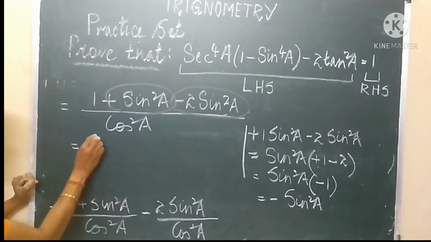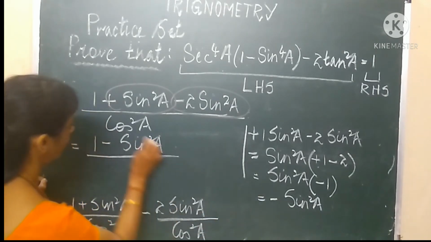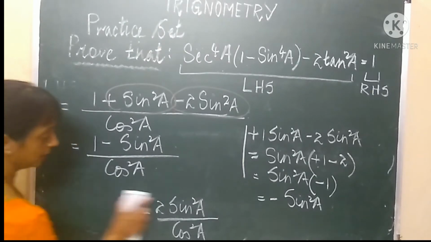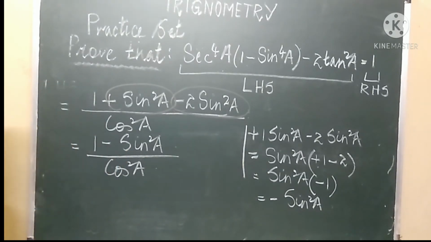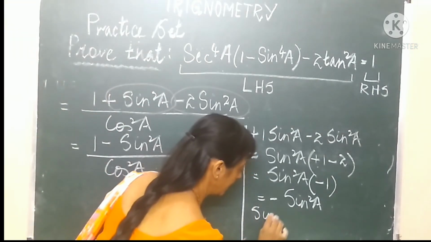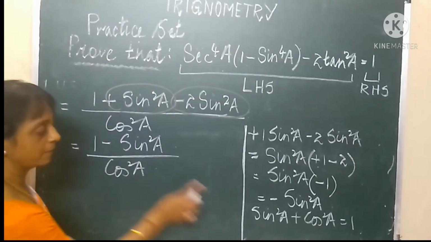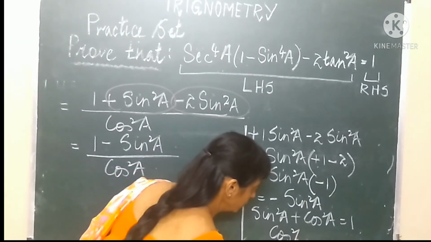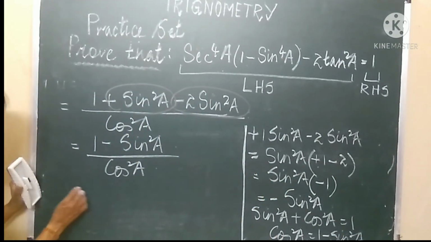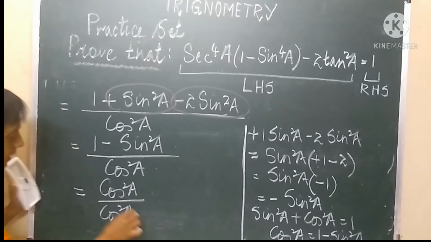So over here we have 1 minus sine square a upon the denominator as it is. Again, the expression in the numerator resembles a trigonometric identity. Definitely, sine squared a plus cos squared a is equal to 1. So 1 minus sine squared a is equal to cos squared a. So let's replace the numerator by cos squared a upon cos squared a. Let's reduce.